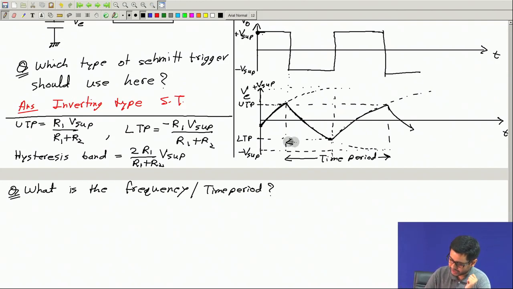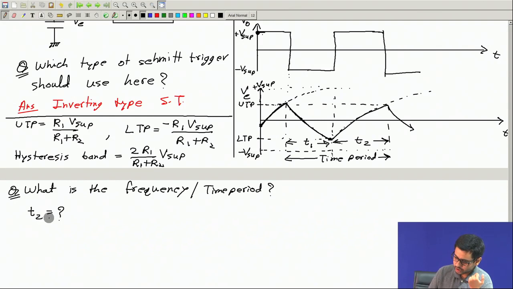So if I call this time T1, then the time period is 2T1. So let's find the value of T1. You can also find this value, and if you add them, you get the total time period. Let's call this T2. So let's find any of them, T1 or T2. Say we find the value of T2.